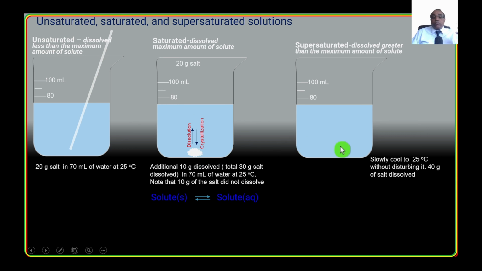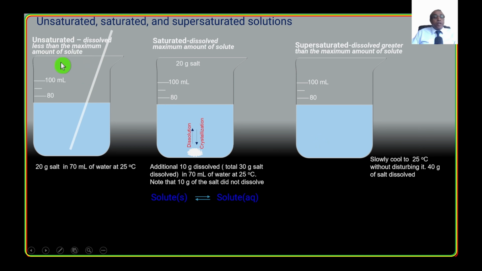Anything beyond that makes it a supersaturated solution. So this is a supersaturated solution because it dissolved more than the maximum amount. We have to be careful here because these supersaturated solutions are unstable. What does that mean? If you disturb the beaker or if you add a single crystal, it may induce recrystallization of the excess salt and probably it becomes a saturated solution.